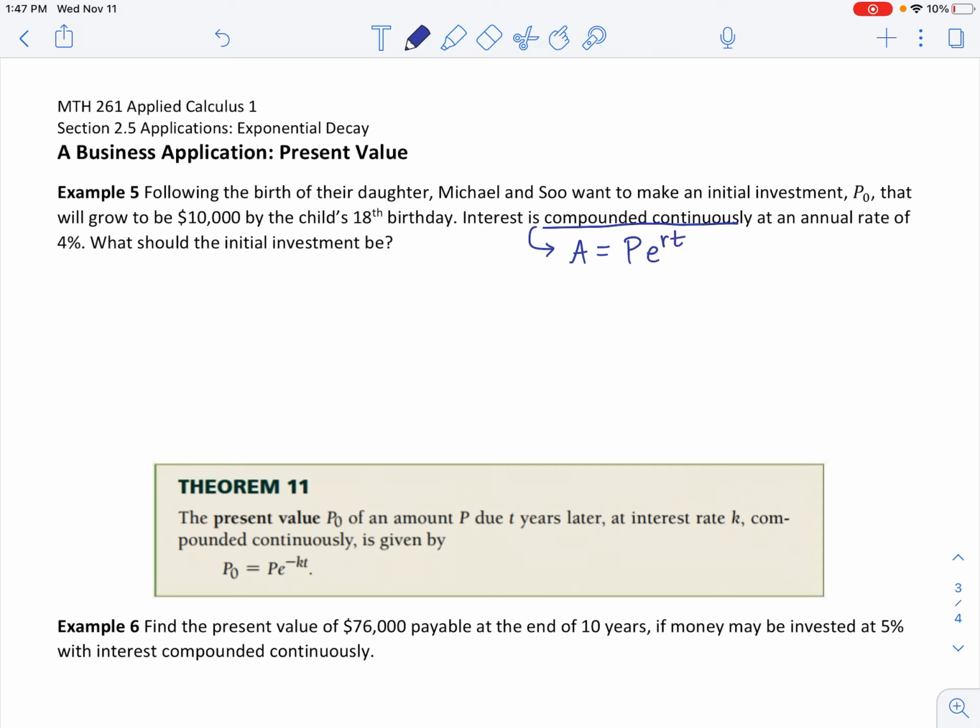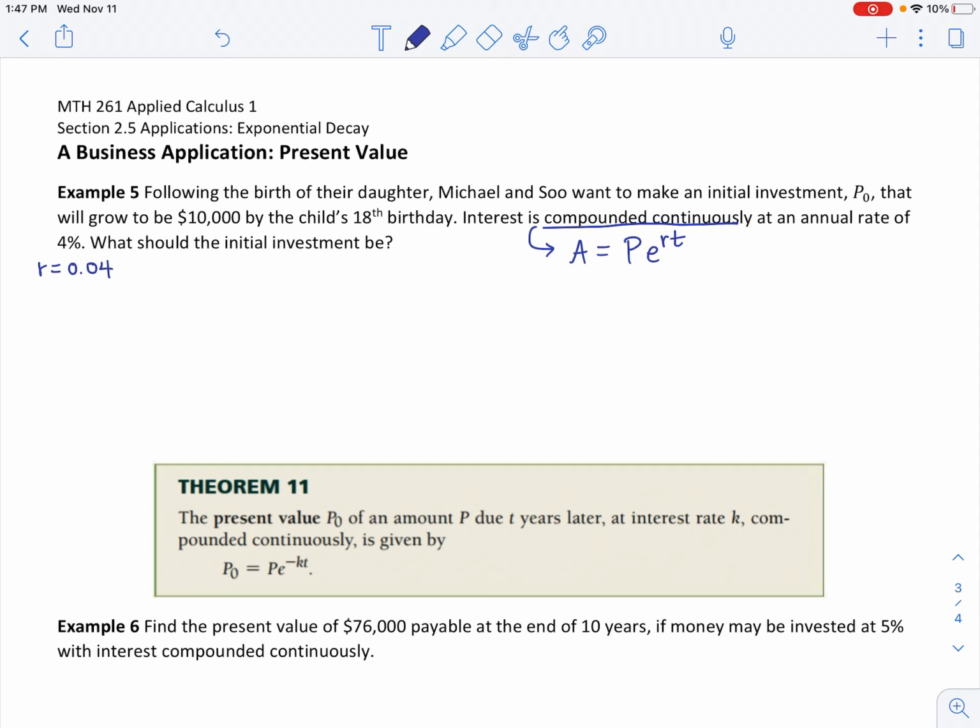Compounded continuously. It's like a chain reaction. Whenever I read this, guys, I write that equation down. That is the continuous compounding formula. At an annual rate of 4%, r is 0.04. What should the initial investment be?